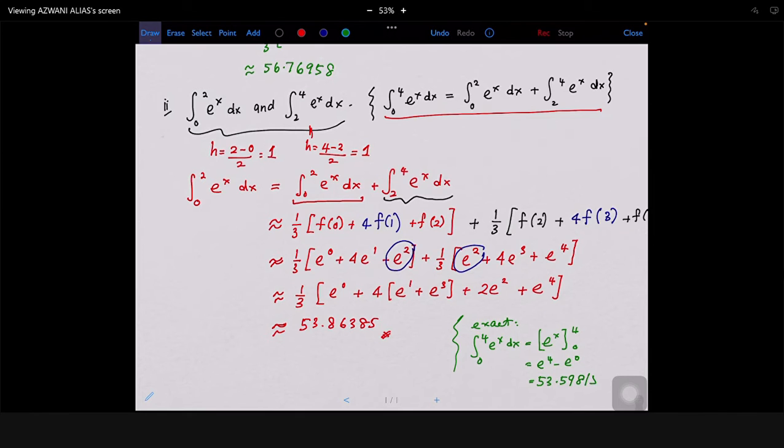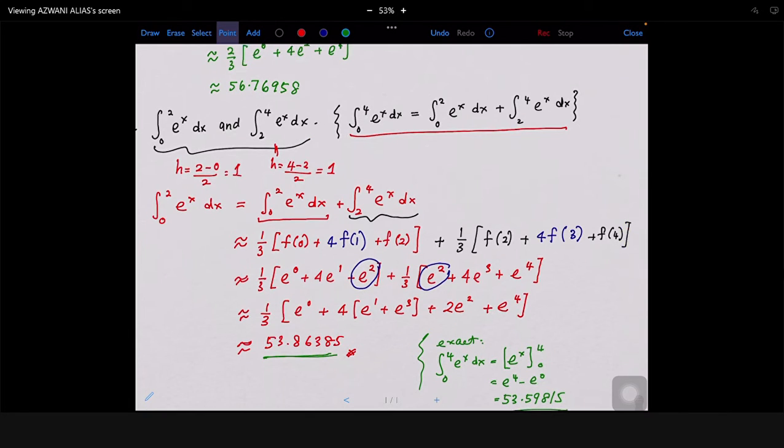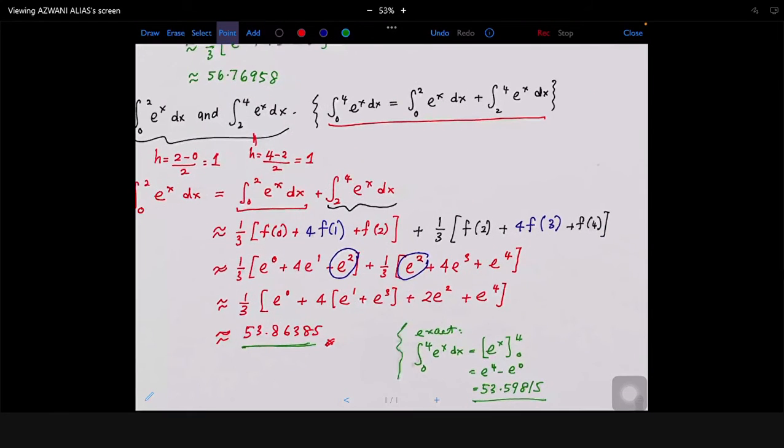3.59815. Okay, this is the exact. Tengok yang ni lagi close compare dengan tanpa pecahan interval, tanpa kita pecah interval, betul tak? Yang ni dah close. Tapi still ada error. Okay, so kita tengok lagi the next question, dia suruh pecahkan lagi supaya H dia lagi kecil. What happened?